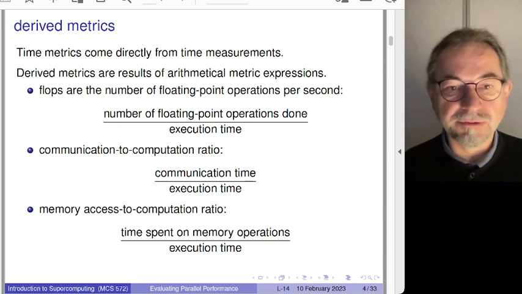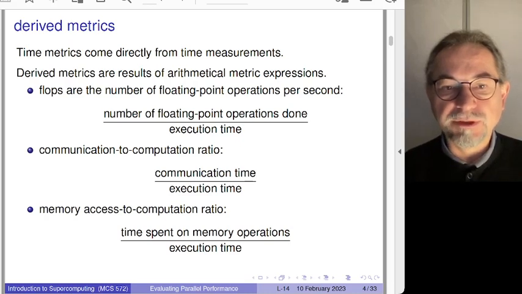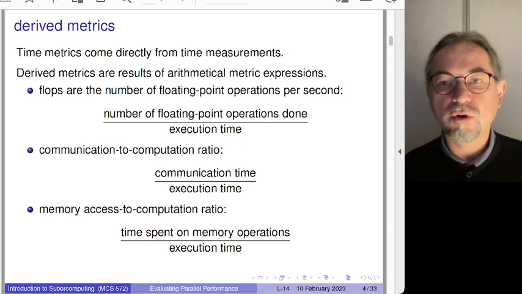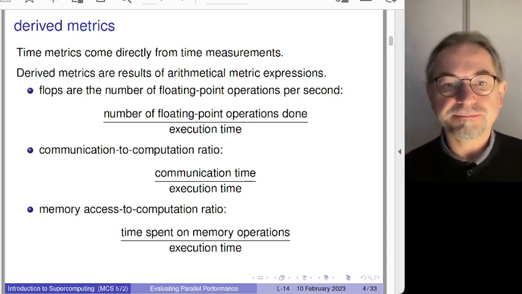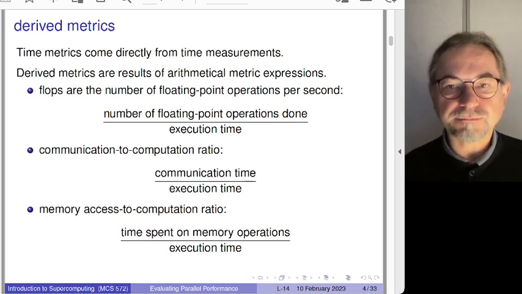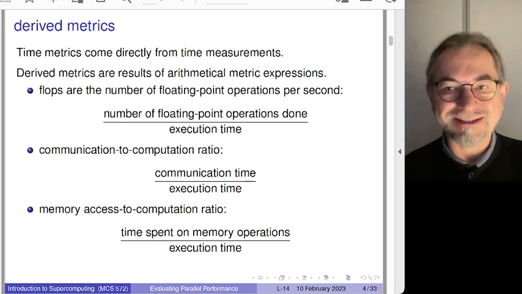And we will also be interested in the memory access to computation ratio. We look at the time spent on the memory operations. So we look at the memory bandwidth over the execution time. So we will determine, for example, the number of operations per byte. So these are three different types of derived metrics.